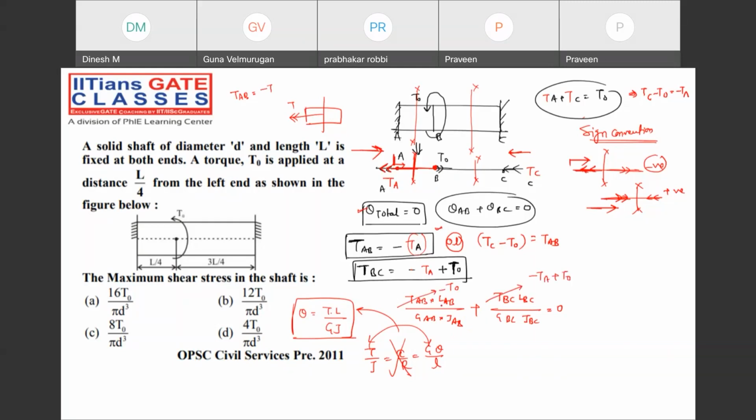Length has been given to you as L by 4 for AB, and 3L by 4 for BC. J is the same, because both are made up of solid shaft of diameter D. So J and J will cancel out, and G will also be cancelled out. So you will be left with minus T naught into L by 4 plus minus TA plus T naught into 3L by 4, that is equal to 0.